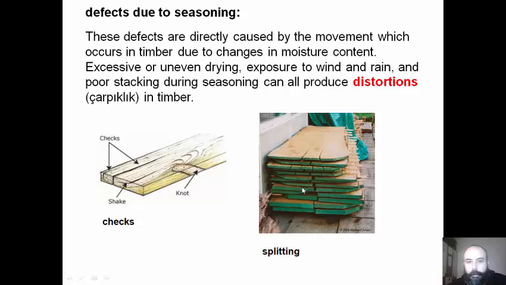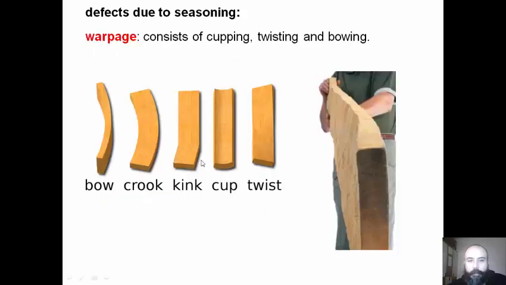Defects due to seasoning are directly caused by the movement which occurs in timber due to changes in moisture content. Excessive or uneven drying, exposure to wind and rain, and poor stacking during seasoning can all produce distortions in timber. A warpage consists of cupping, twisting, and bowing.